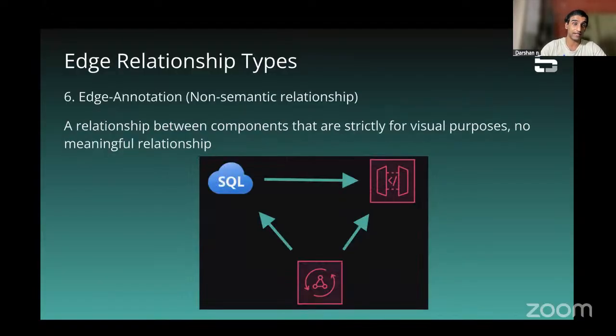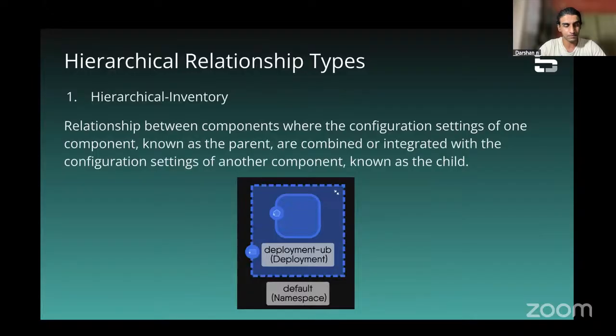And here we have an edge annotation. This is what I was talking about for a non-semantic relationship. As you can see here, there's SQL Cloud and then there are two AWS components. There is no meaningful relationship formed here in Meshery. It's just a representation of me showing, hey, look, there are two components here, which are of AWS and another one of SQL from Azure. So it's just visually useful. There's no meaningful interaction between these two components behind the scenes.